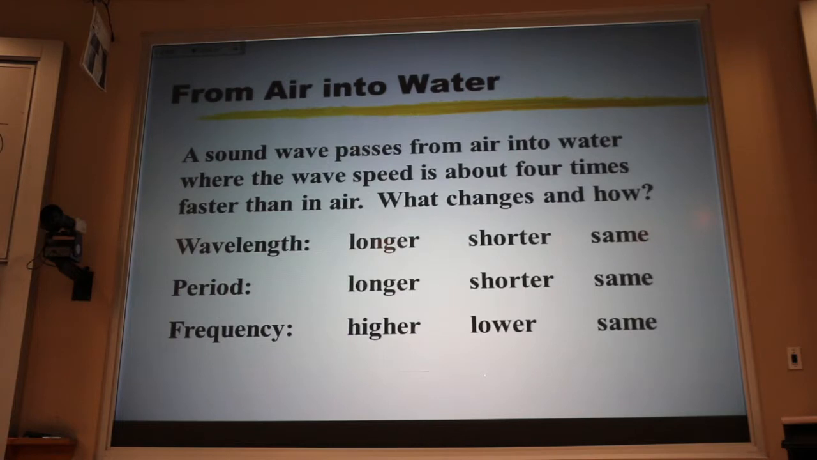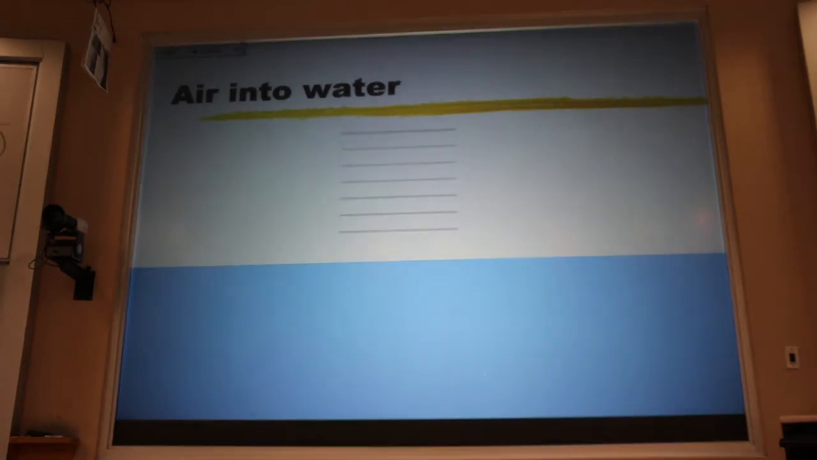So that sound wave passes from air into water, where the wave speed's about 4 times faster. Which of these things change and how? The wavelength, the period, the frequency. Well, let's try to visualize this.